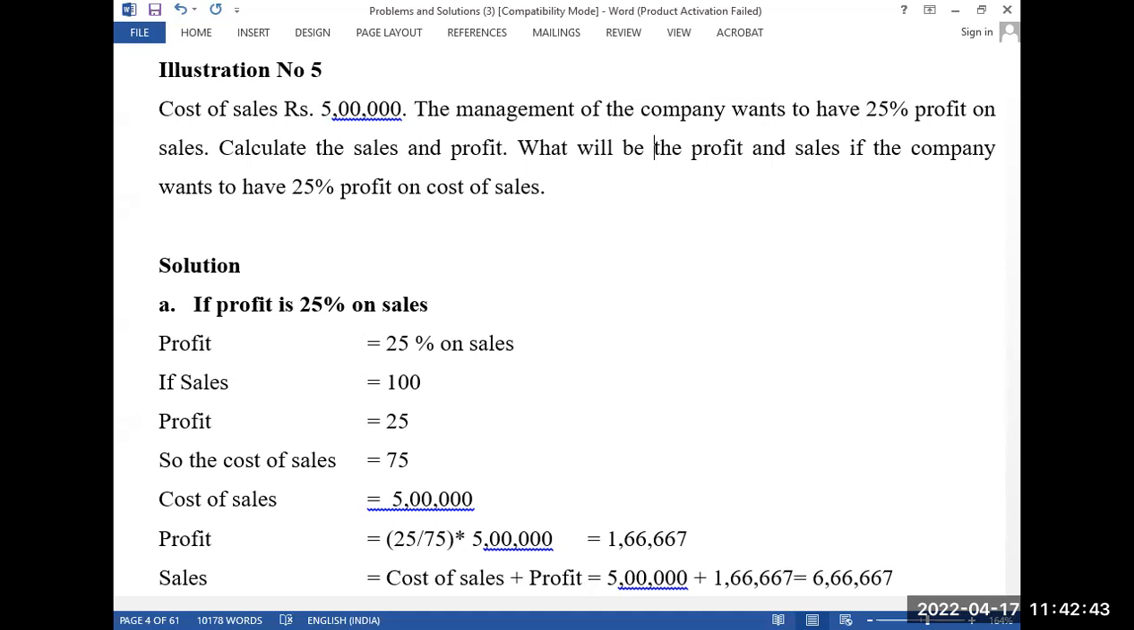Okay. Next, if cost of sales is equal to 5 lakhs, profit is equal to 25 by 100 into 5 lakhs, which is 1,25,000. Therefore, sales is equal to 6,25,000.